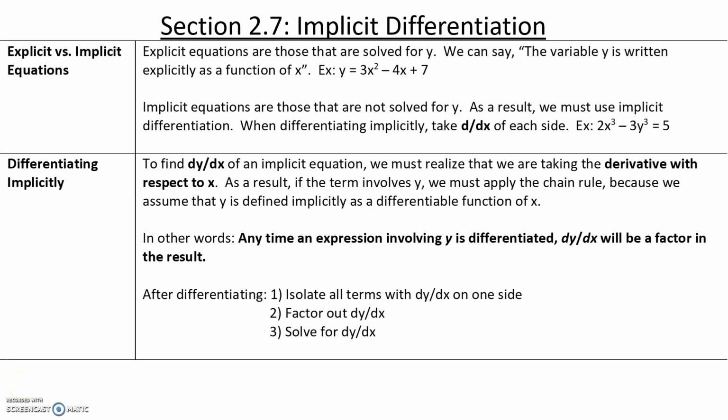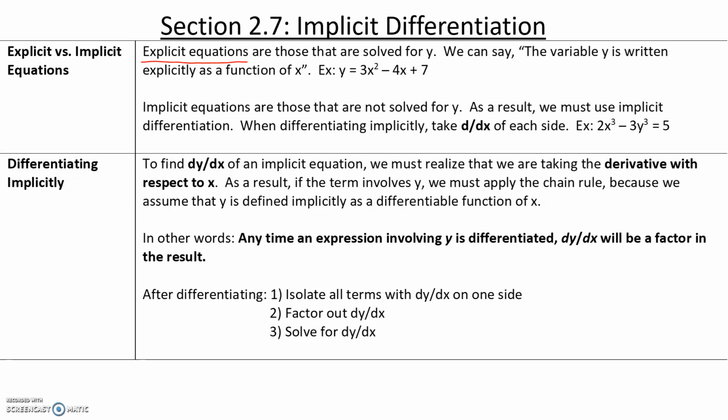In this section, we will talk about explicit versus implicit equations. Explicit equations are those that are solved for y. For example, y equals 3x squared minus 4x plus 7. The variable y is written explicitly as a function of x.